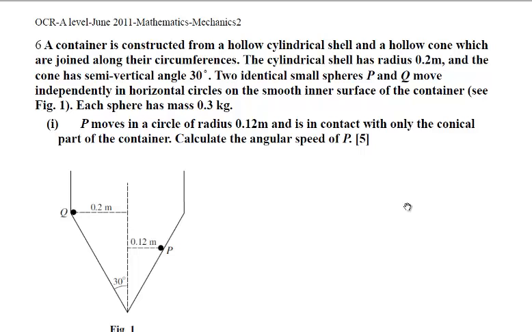P moves in a circle of radius 0.12 meters and is in contact with only the conical part of the container. Calculate the angular speed of P.